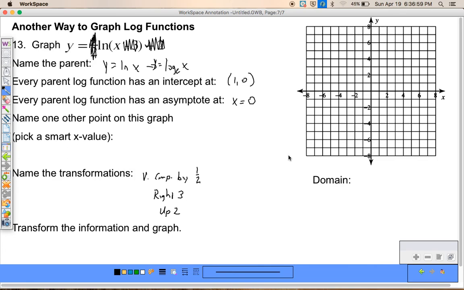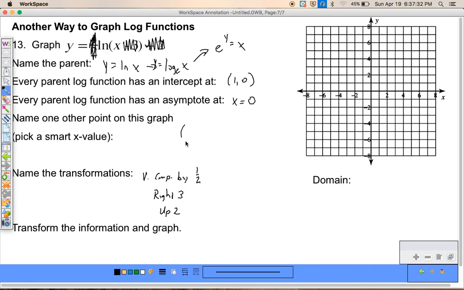Now, if we don't remember that, what we want to do with this is we want to go the route of being able to make the table for this thing. We're going to come up to this and we're going to rewrite this in exponential form. So take the base, which is e, raised to the exponent. Remember, the exponent equals the log, so raised to the y, and then equals the x. And we're going to make a table for this and transform that using our table. We need one other point that is on this graph to be able to plug in for this thing.